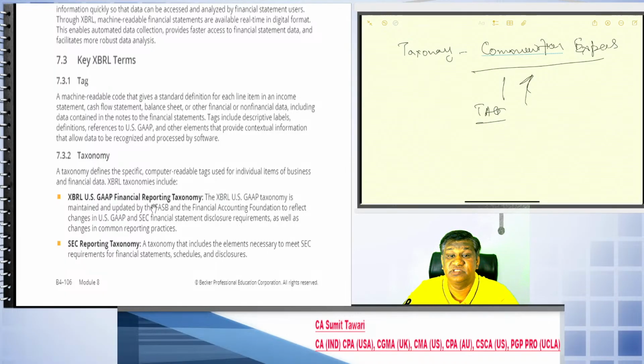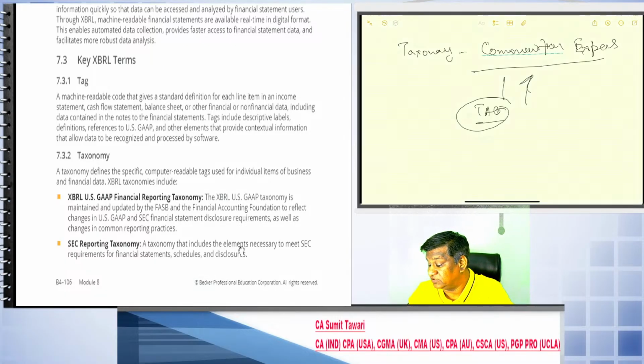So XBRL US GAAP financial reporting taxonomy. The XBRL US GAAP taxonomy is maintained and updated by the FASB and the Financial Accounting Foundation to reflect the changes in US GAAP and SEC financial statement disclosure requirement, as well as the changes in common reporting practices. SEC reporting taxonomy, a taxonomy that includes the elements necessary to SEC requirements for financial statement schedule and disclosure.